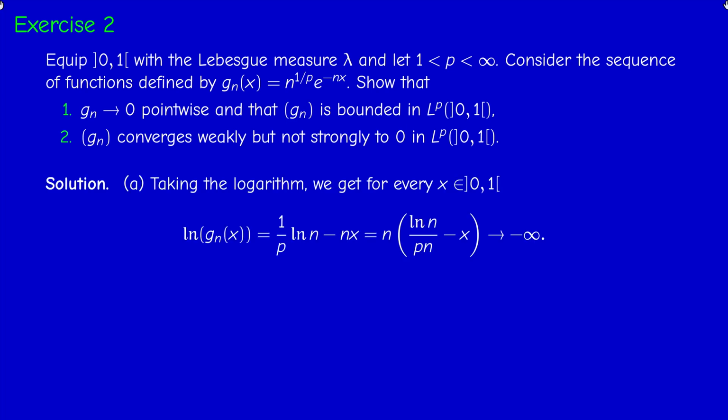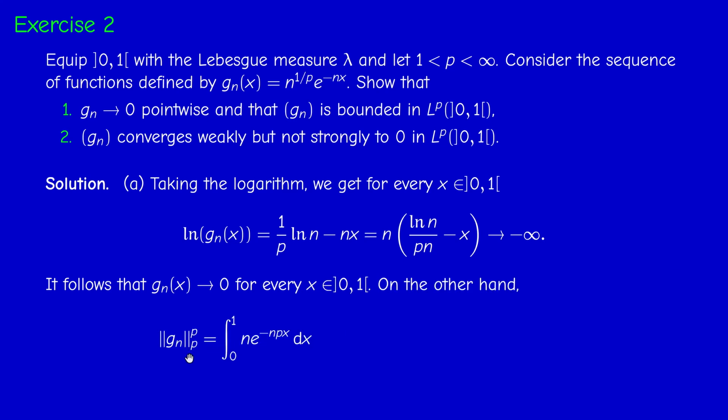The simplest thing is to just take the logarithm. So because gn is positive, the ln of gn of x is ln of n to the 1 over p times e to the minus nx. So since the logarithm takes products into sums, this is the logarithm of n to the power 1 over p, which is 1 over p ln n, plus the logarithm of e to the minus nx, which is just minus nx. When we factor by n, we get n times (ln n over pn minus x). And now ln n over n tends to 0, so the term between parentheses tends to minus x. Okay, so it's bounded. And n tends to infinity, so the product tends to minus infinity. If the logarithm tends to minus infinity, it means that what is inside tends to 0 for every x between 0 and 1, of course. So gn tends pointwise to 0.